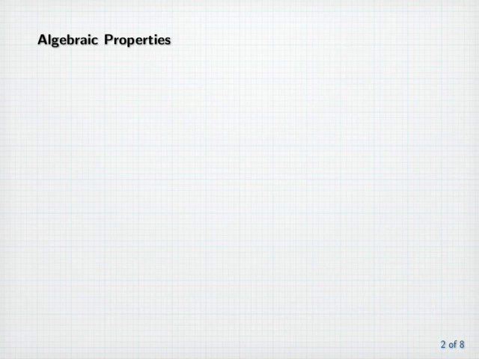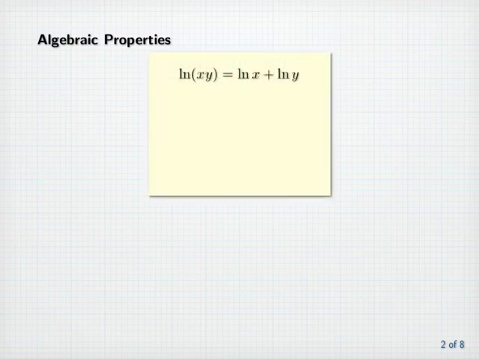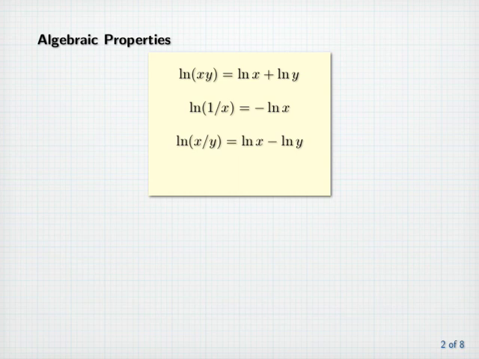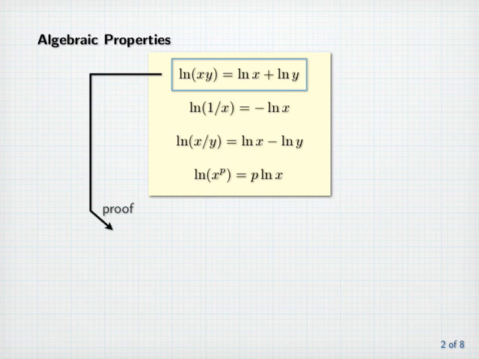Algebraic properties. This is where we'll see that natural log of x has the usual algebraic properties of a logarithm. First, the natural log of a product x times y is equal to the natural log of x plus the natural log of y. The natural log of 1 over x equals minus the natural log of x. The natural log of x divided by y is equal to the natural log of x minus the natural log of y. And the natural log of x to a power p is equal to p times the natural log of x. We'll describe the proof of the first of these properties. Proofs of the other three will be similar.